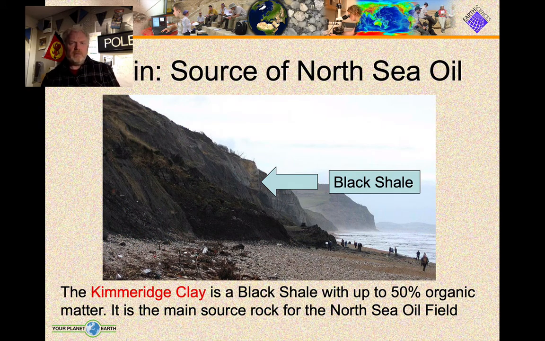Even here in the UK, we have oil in the North Sea area. The source rock for this oil is a rock unit we call the Kimmeridge clay. This is a cliff on the south coast of England, a place called Kimmeridge Bay. And you can see just how black this shale is because of this very high organic material. This same rock unit underlies much of the North Sea oil basin.